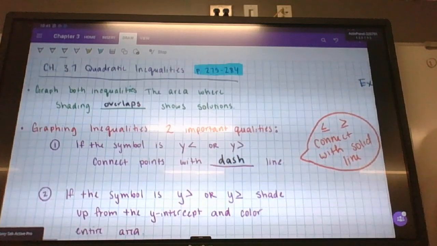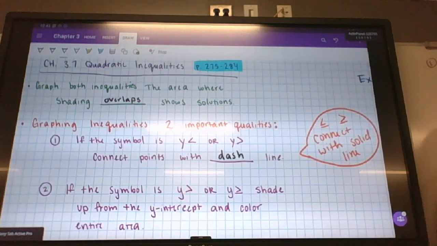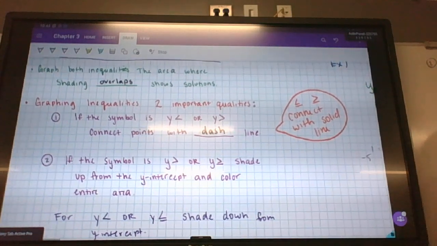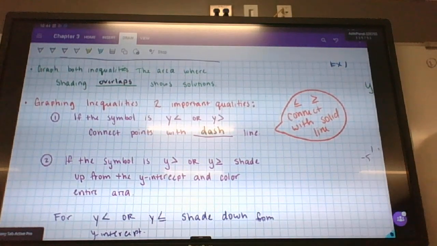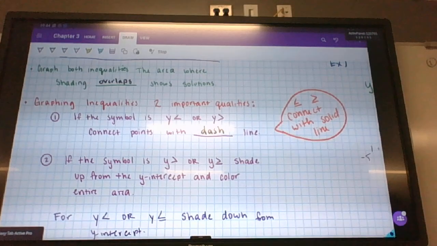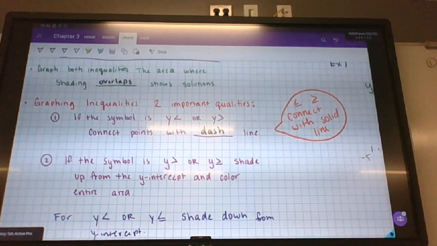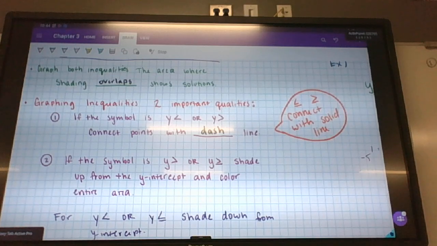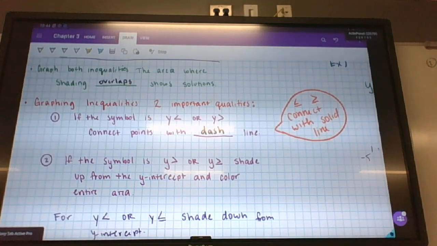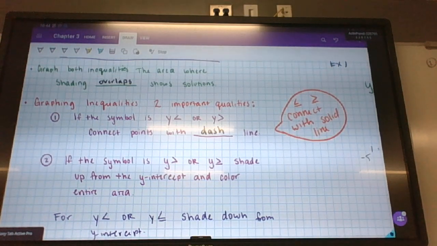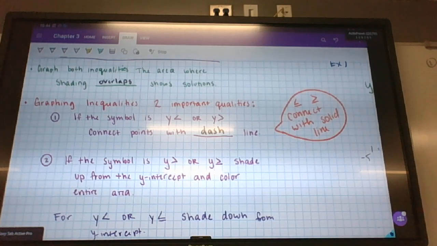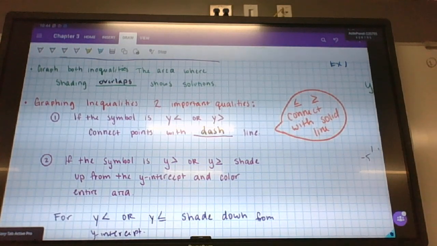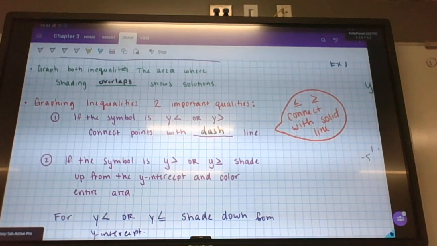And the second quality has to do with shading. Hope I'm not moving too quickly. I'm not done. Take 3 deep breaths.